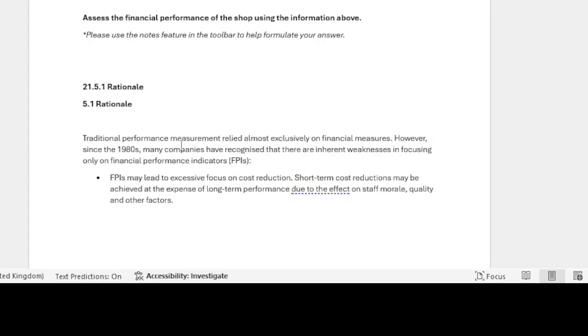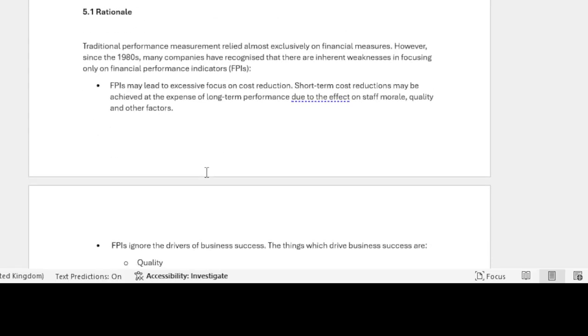So there are all the different performance measures we've looked at. The majority of them rely on financial measures, but different companies have different weaknesses other than considering only the financial performance indicators that affect the company's performance.